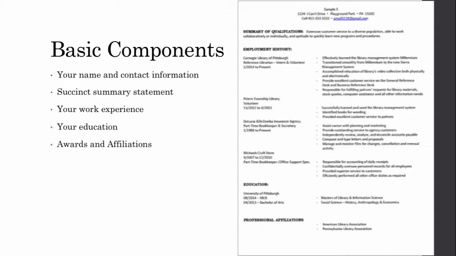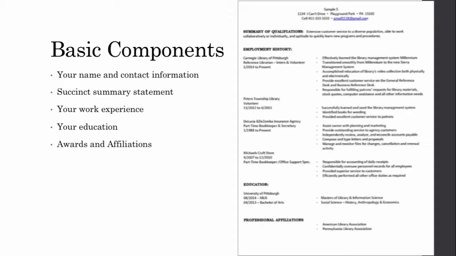So if we look to the right of the screen, we can see here on sample number 5 is where your name would go, and then there's some contact information, which is an address, cell phone number, and an email address. This resume has a summary, and they call it Summary of Qualifications. And here they say 3 little sentences or sub-sentences about what kinds of experiences they have and what kind of skills they have developed over time.